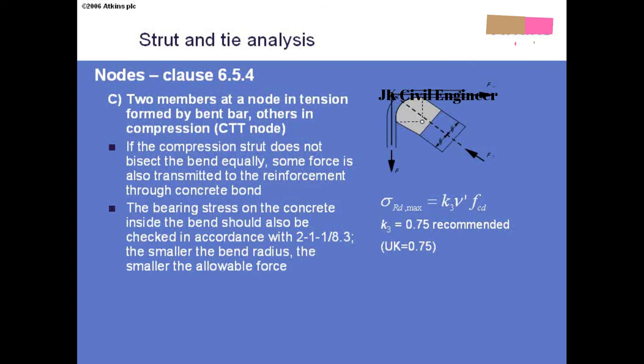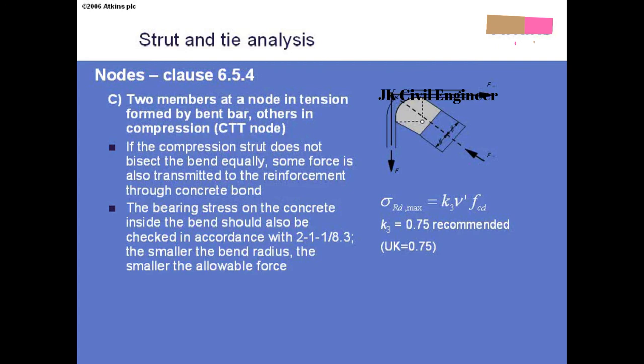It's not necessary when you're detailing one of these to make the compression strut come in at 45 degrees or bisect the bend exactly. It can come in at any angle. All that happens is if you bisect the bend exactly, all the force is transmitted directly in bearing to the bars. If you come in at a slightly skew angle to bisecting it perfectly, then some of the load goes in bearing on the bars and some goes in bond along the bars, but the stress limit that you're allowed to use is still the same.